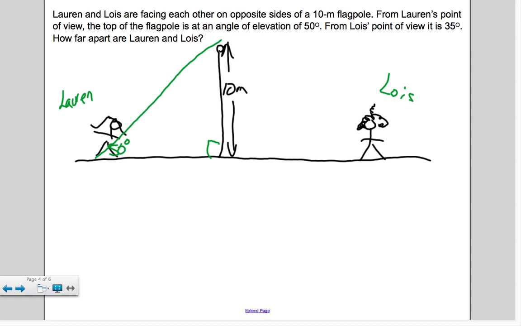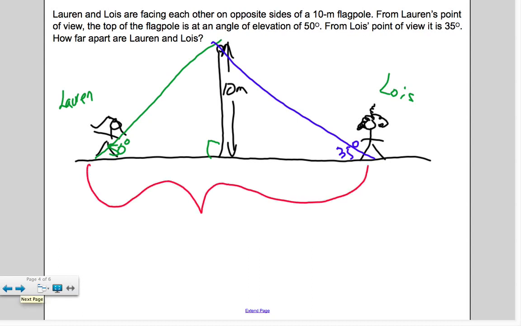So, that's what we know about Lauren. What about Lois? We're level, 35 degrees. Yeah. So here is 35. What are we asked to calculate? How far apart they are. So that's this distance over here. That's what we want to calculate.